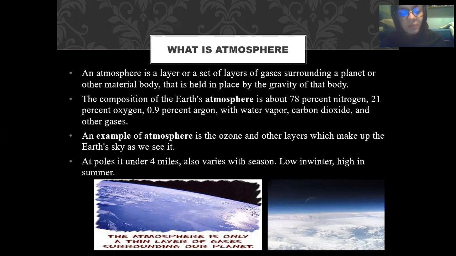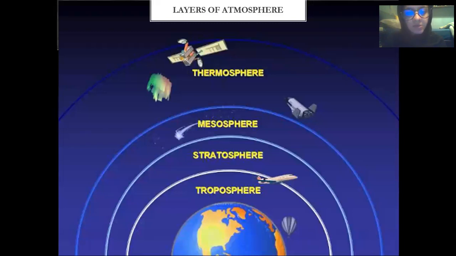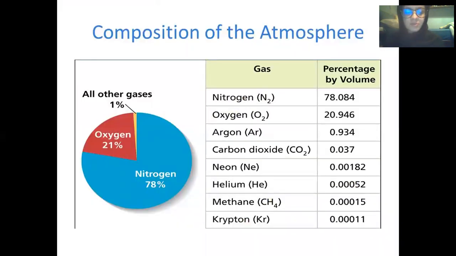At the poles it is under 4 miles, and it also varies with the seasons, low in winter and high in summer. The layers of the atmosphere are the thermosphere, mesosphere, stratosphere, and troposphere. The troposphere is much nearer to the Earth. Composition of the atmosphere. Here's the composition.